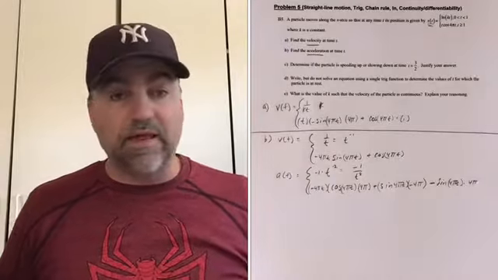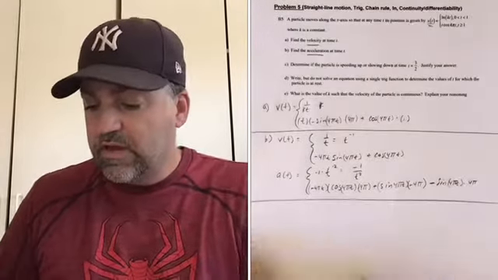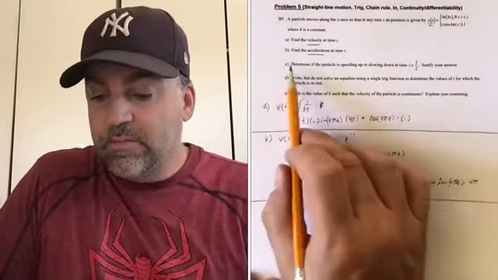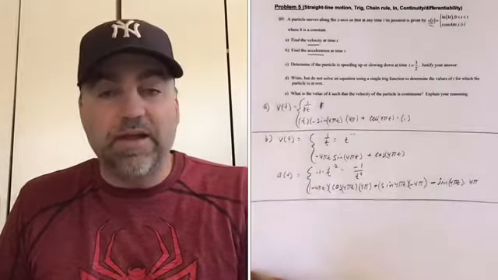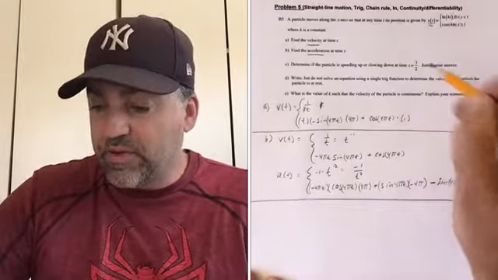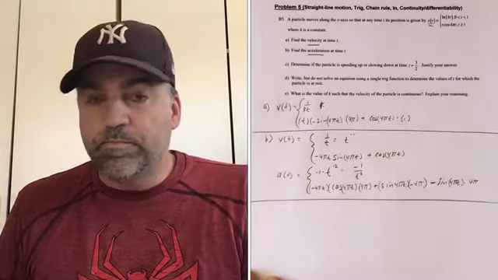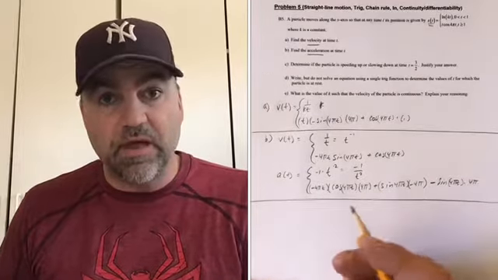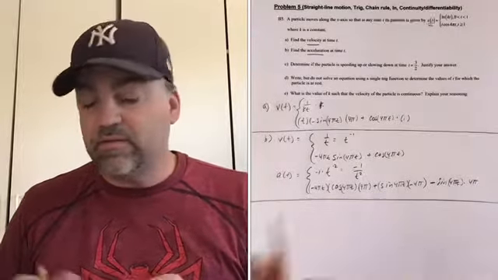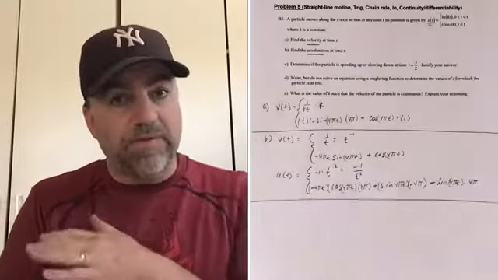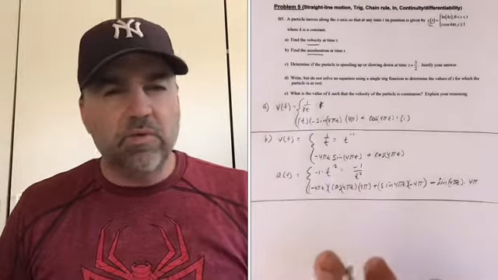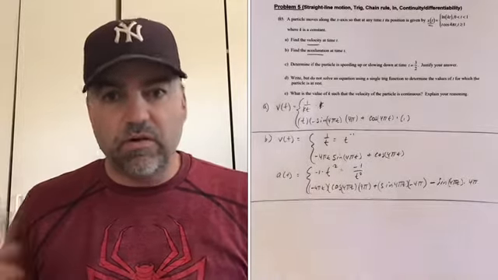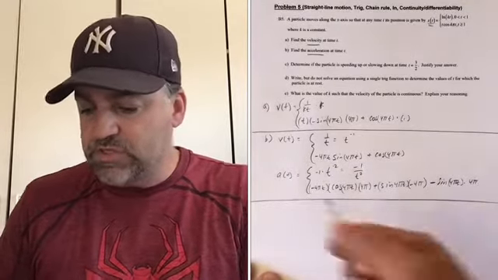All right, I like both those answers as my part A and part B. Let's see what part C has to say. Part C is determine if this particle is speeding up or slowing down at 3/2. So we have to find the velocity at 3/2 and the acceleration at 3/2. And if they have the same signs, then they're going to be speeding up. If they have opposite signs, they're going to be slowing down. So I don't really necessarily need to know the actual numbers. I just need to know if it's greater than or less than 0. So let's test it out.